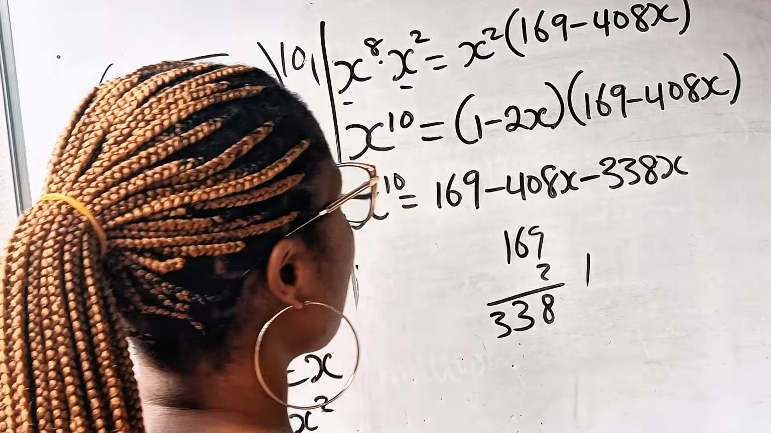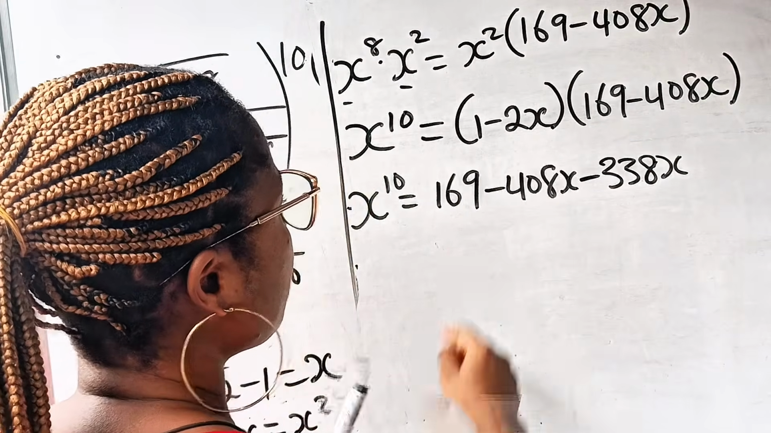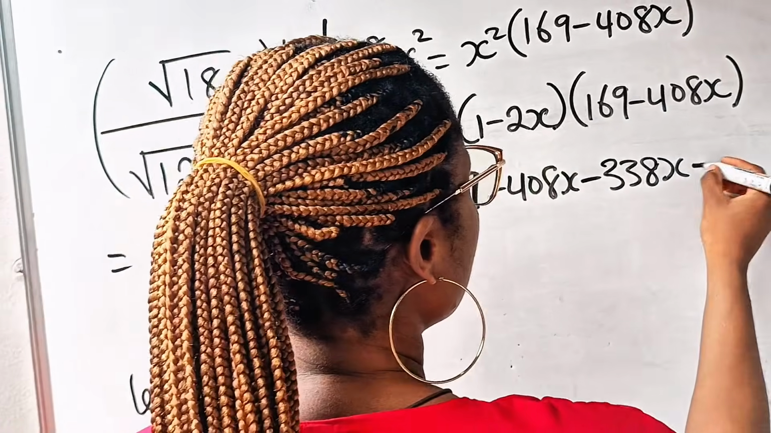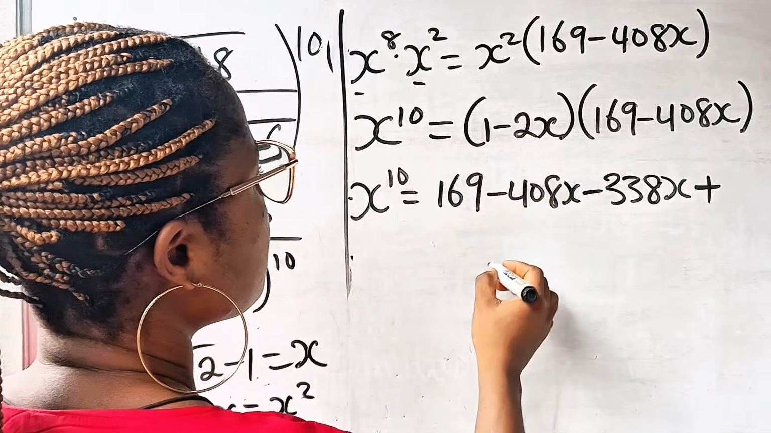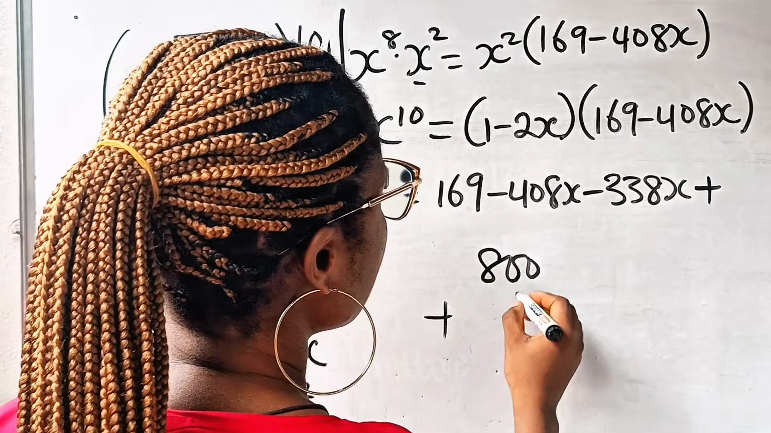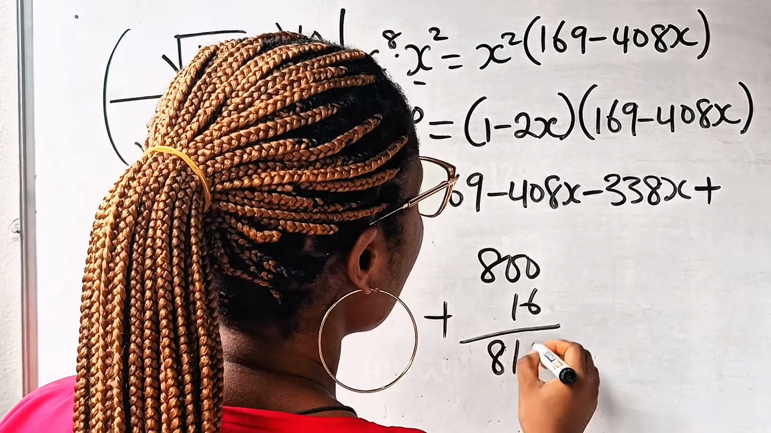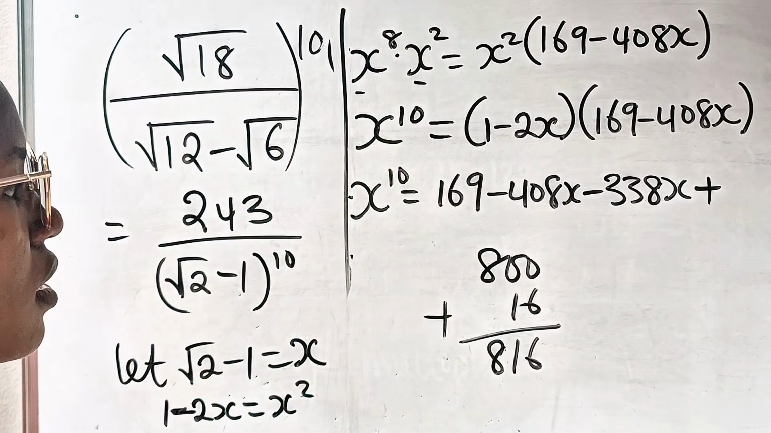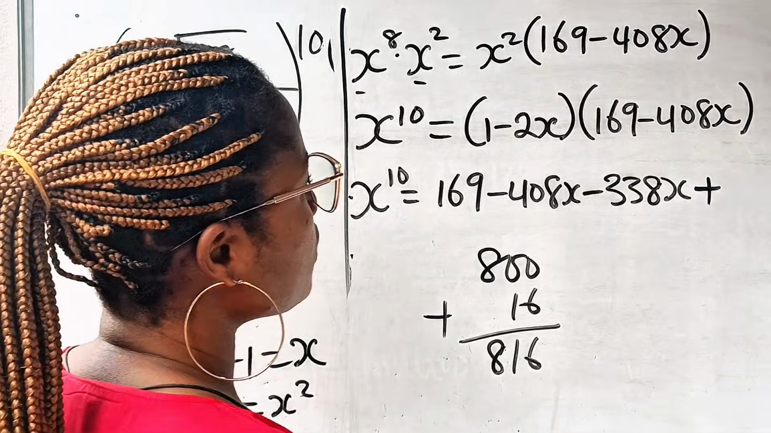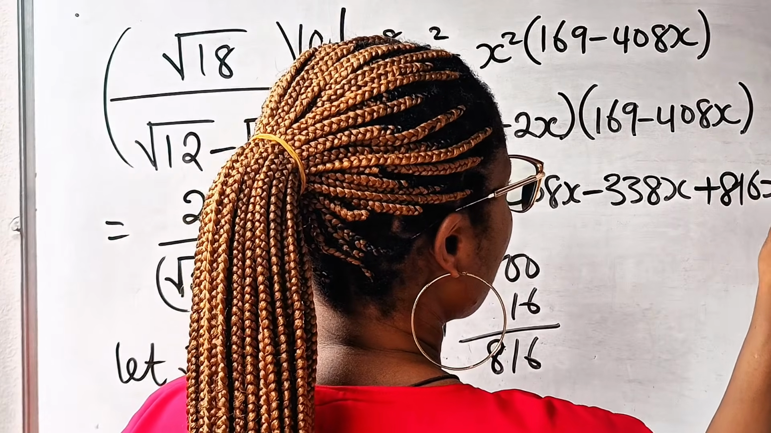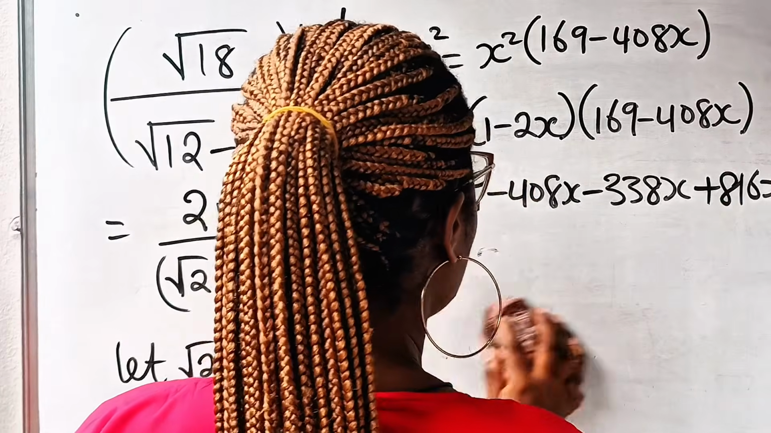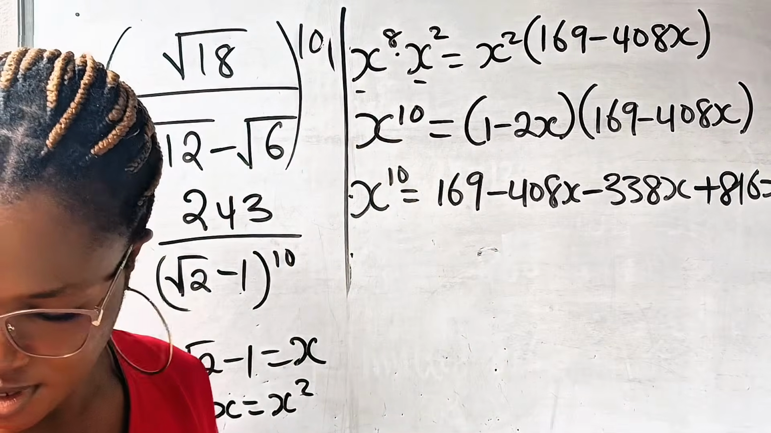Then we have minus times minus is plus. Then 408 times 2 is same thing as 800 plus 16. So it's going to be 816, right? So 816x squared. Good. I hope I've not made a mistake.